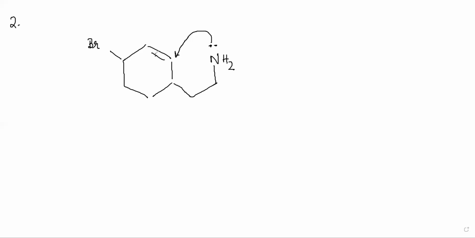So why is this reaction happening? Because right now there is a pi bond here, but if this reaction has happened, there will be a single bond here, a single bond with N. So a single bond versus a pi bond.